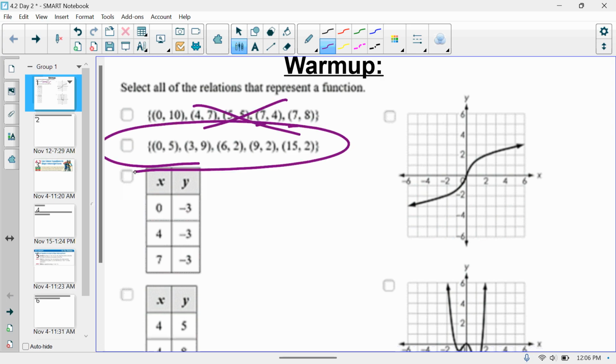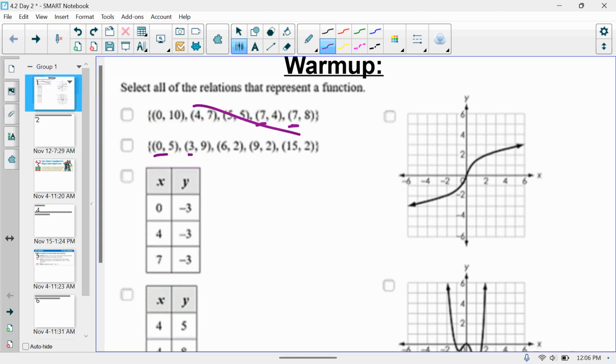What about the second one? Give me thumbs up if you think it's a function, thumbs down if it's not. That one is, because we don't have any repeats. All the x's are unique. You don't see any of them more than once. So that one is a function.